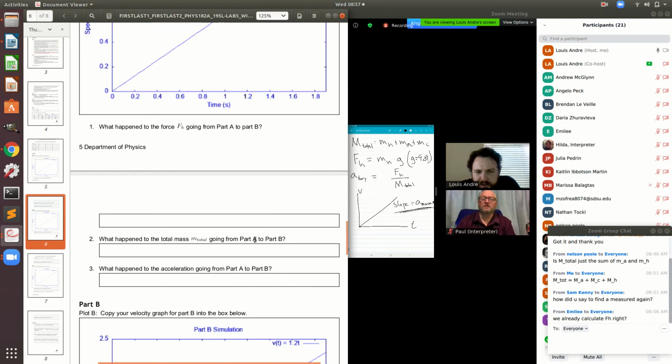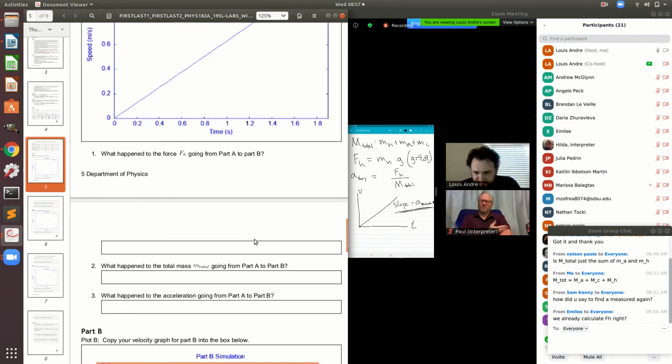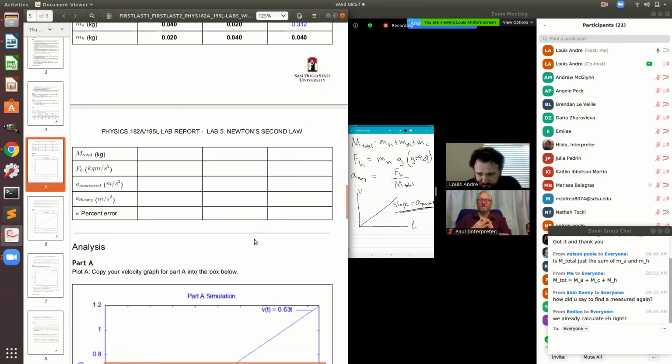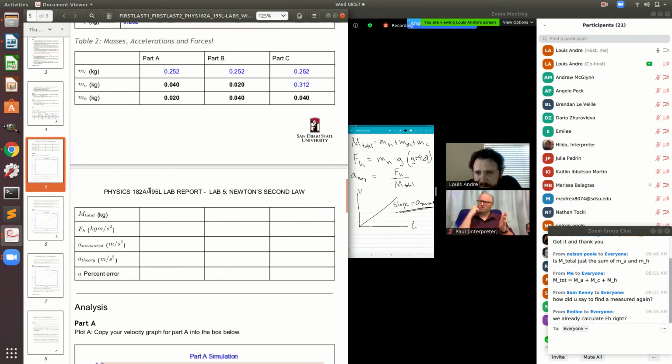The next part down here, what happens to the force FH going from part A to part B? Just a simple question, right? You're going to fill out this box up here. And what you should notice is that FH for part A is going to be about half as big as FH for part B, because it's just 0.02 times 9.81 or 0.04 times 9.81. So you can see one is larger than the other by a factor of 2.